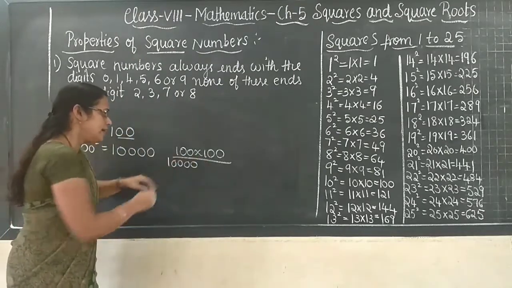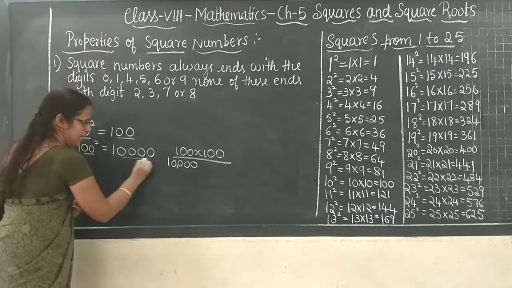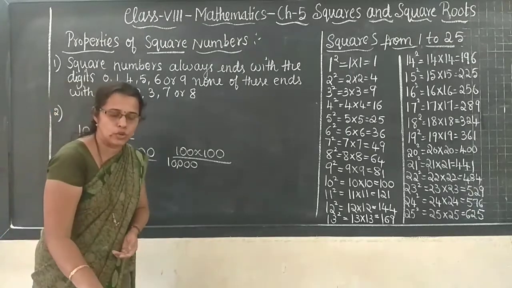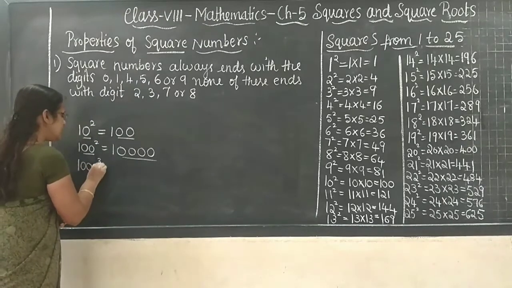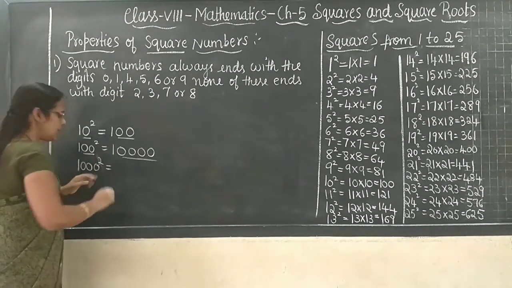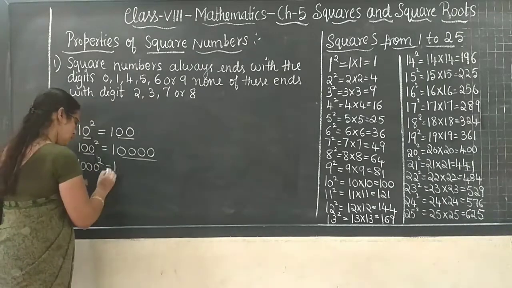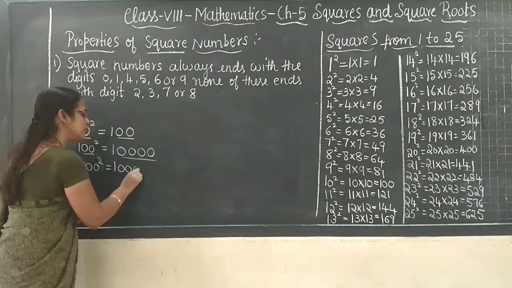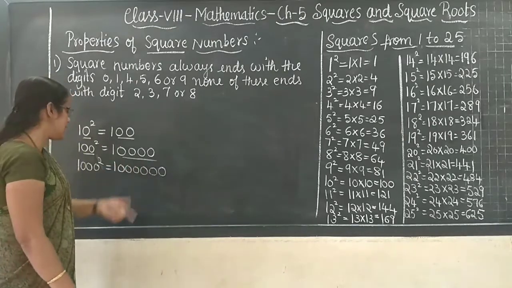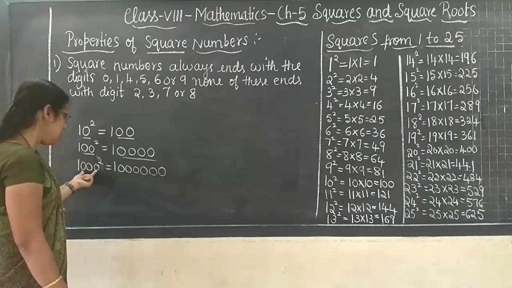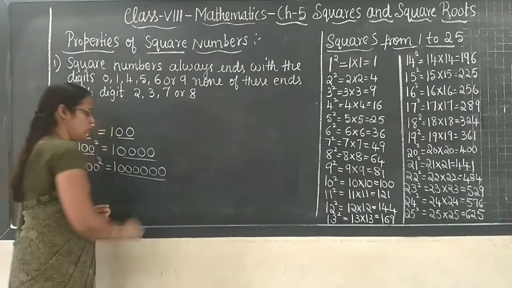So, 100 hundreds are 10,000. Will you agree? So, if a number ends with 2 zeros, its square ends with 4 zeros. Then, if a number ends with 3 zeros, its square ends with 6 zeros. If we multiply and see, children, it will be 6 zeros, right? So now, the number ends with 3 zeros, and its square ends with 6 zeros.